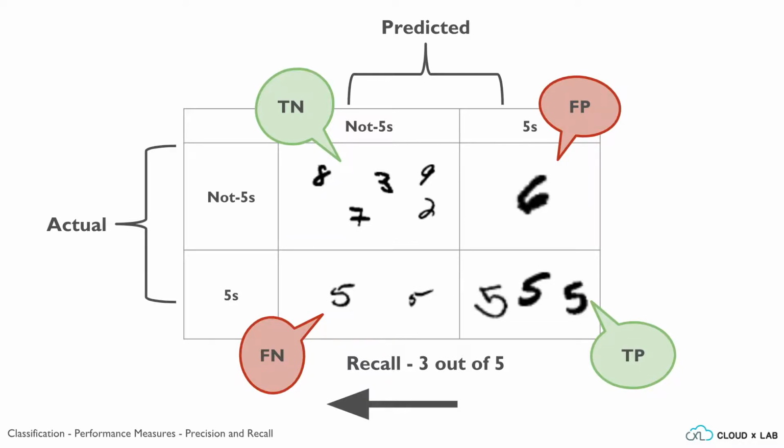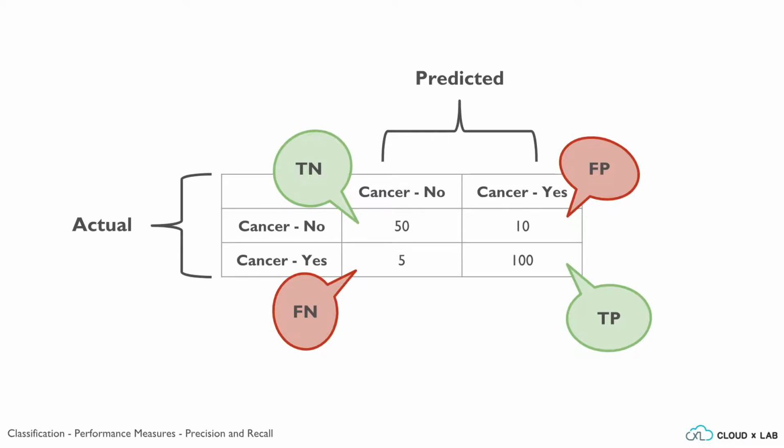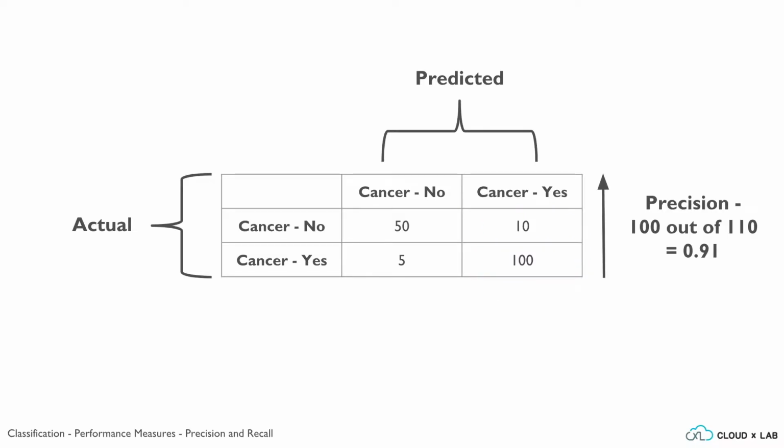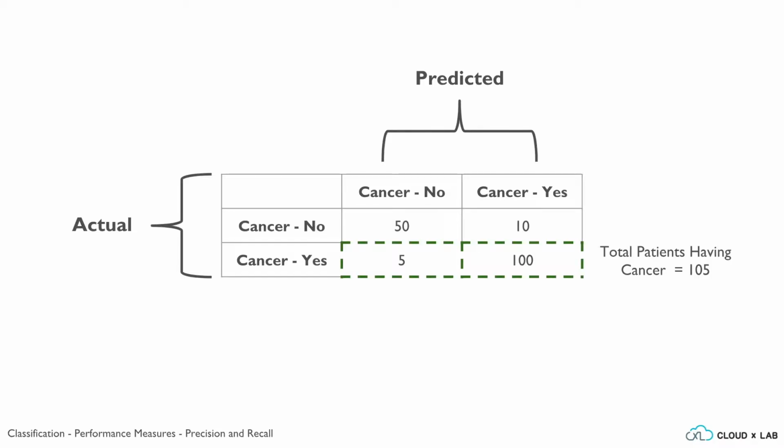Let's take one more example to understand precision and recall. Here is the confusion matrix of the model which predicts if someone has cancer or not. Here the precision is the measure which tells us how many patients that the model predicted as having cancer actually have cancer. Here the model predicts that 110 patients have cancer, but out of these 110 predictions, only 100 predictions are correct. So the precision is 100 out of 110, which is approximately 0.91. Recall is the measure which tells us what proportion of patients who actually had cancer were diagnosed by the model as having cancer.